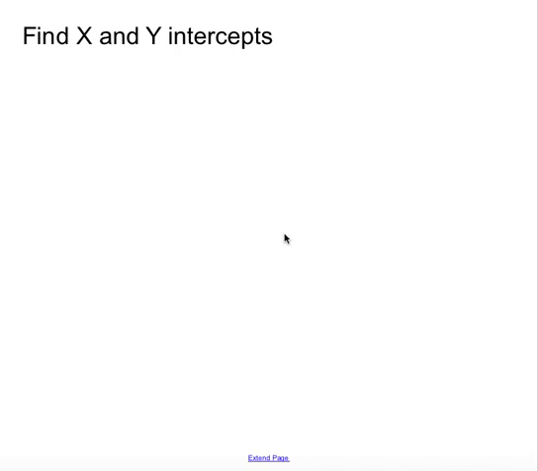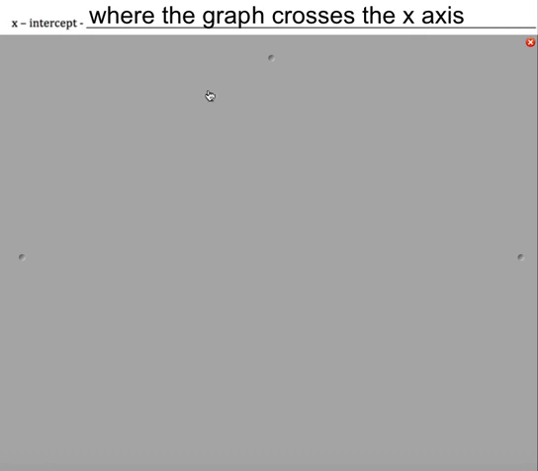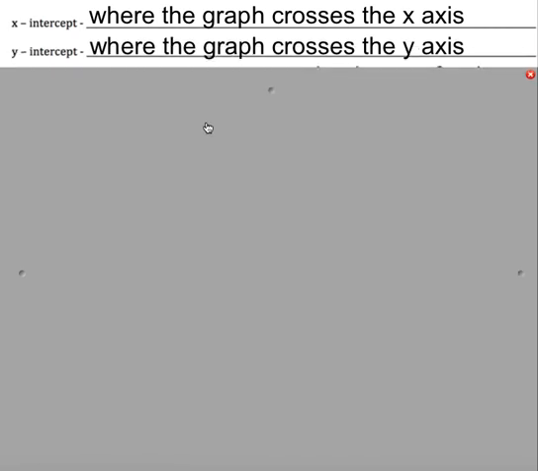To find x and y intercepts, you can use the following notes. The x-intercept is where a graph crosses the x-axis. The y-intercept is where a graph crosses the y-axis.